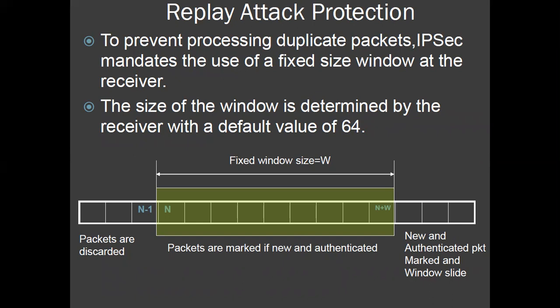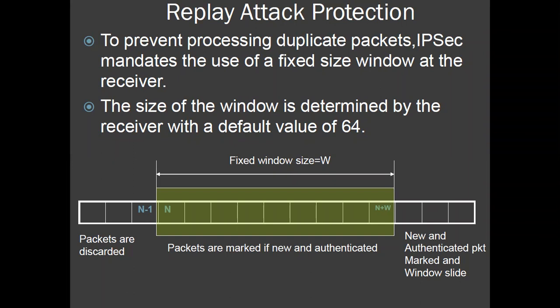The third case is when the sequence number of the packet is greater than N plus W minus 1. This puts the packet to the right of the window. In this case, if the packet is authenticated, the corresponding sequence number is marked and the window slides to the right to cover the newly marked sequence number. Otherwise, the packet is discarded.